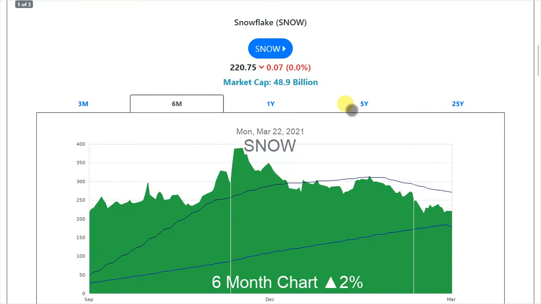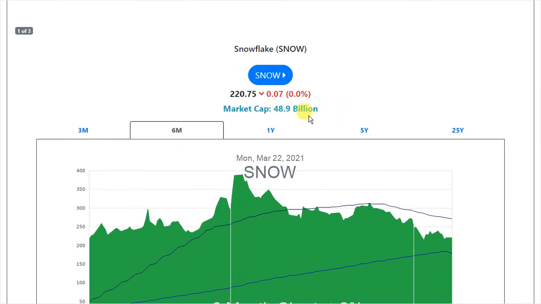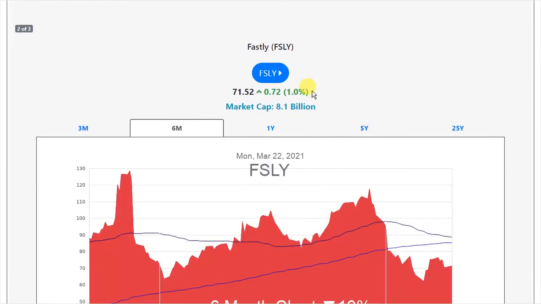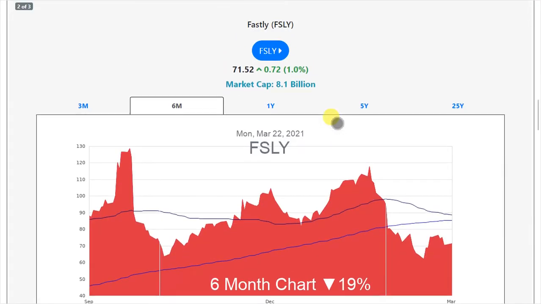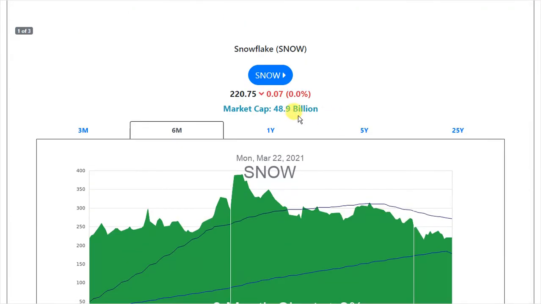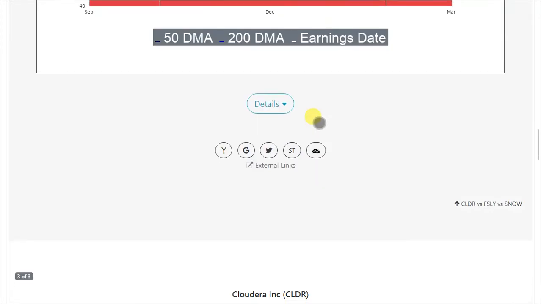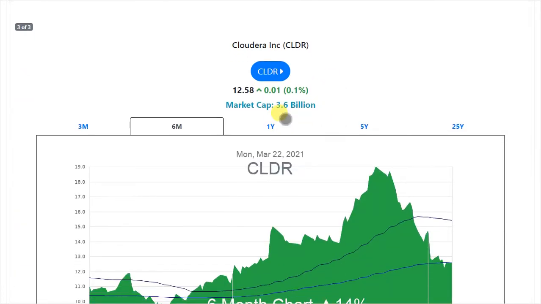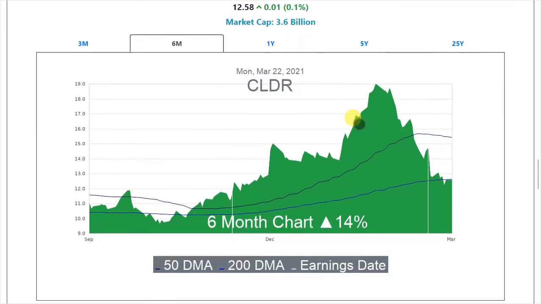The first thing I want to point out is the market cap. The market cap is the financial size of the company, based on the price and the number of outstanding shares. Snowflake is basically at 49 billion. The next one is Fastly. They're at 8 billion, so they're significantly smaller than Snowflake, right? Even smaller than that is Cloudera. They're at, let's say, 3.6. Let's round up to 4 billion.